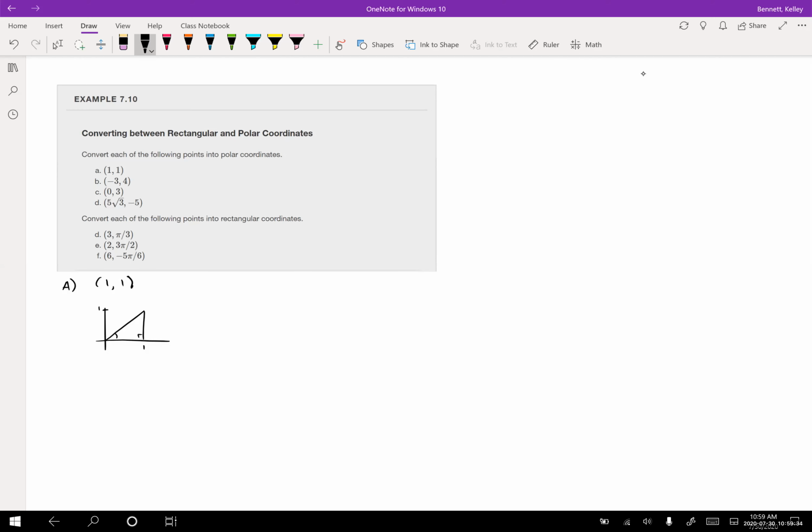And because I have an isosceles right triangle, I know that this has to be pi fourths. And also because I have a right triangle, I know that this has to be the square root of 1 squared plus 1 squared, which is the square root of 2. So in polar, I'm going to have root 2, which is my radius, and pi fourths.